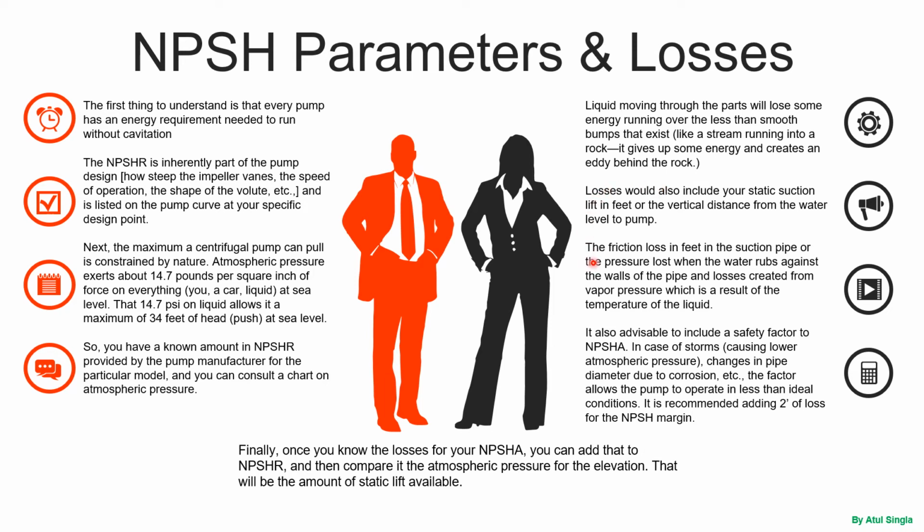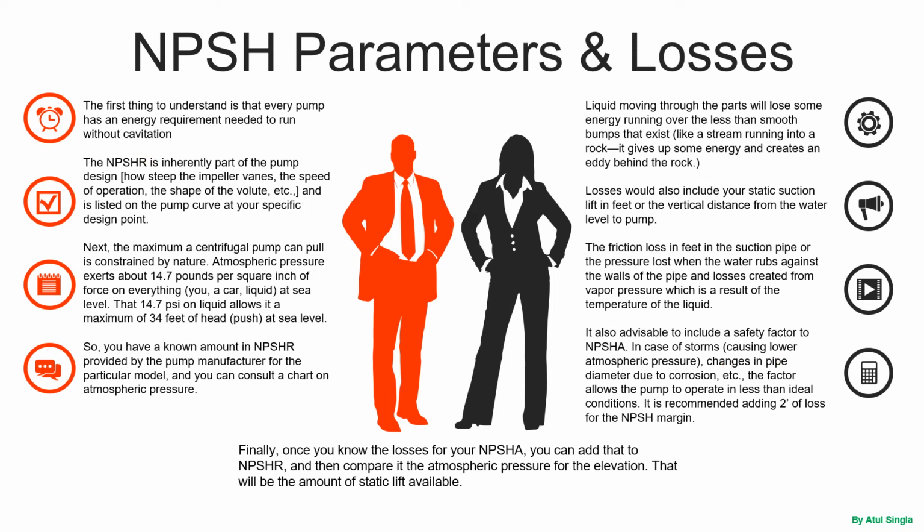That means to compensate for this loss, we have to add some factor of safety, which will give us the value of available versus required NPSH. In case of storms causing lower atmospheric pressure, again there will be some losses. All these are uncertainties which will always be there, so we have to take care of these along with a few of the losses. That means the available head should always be more than the required one given by the vendor, for the smooth operation of the pump.